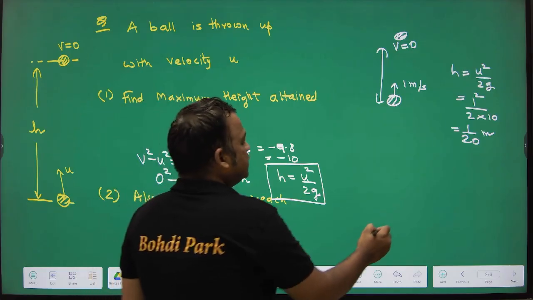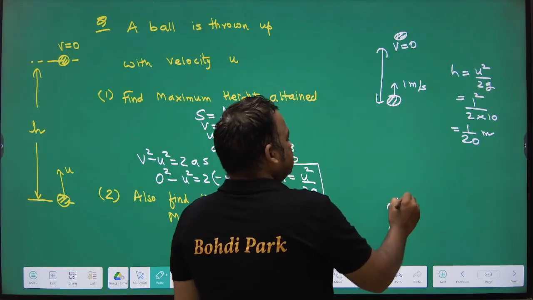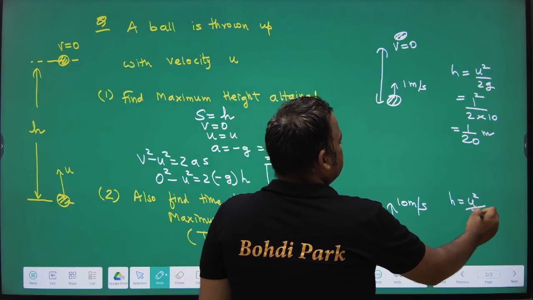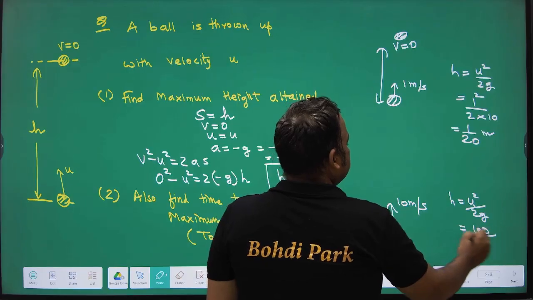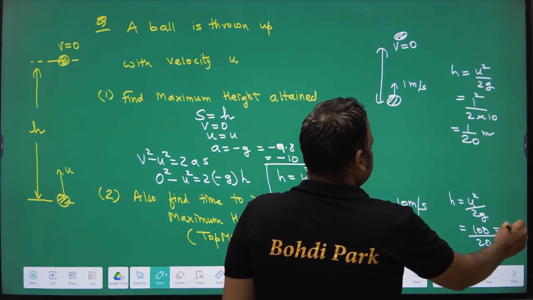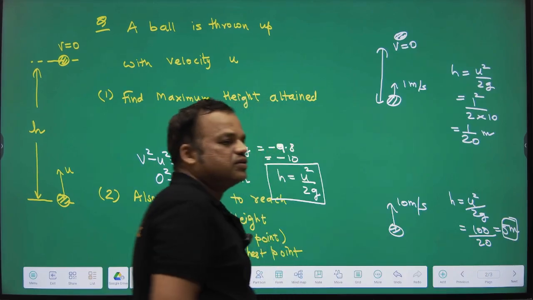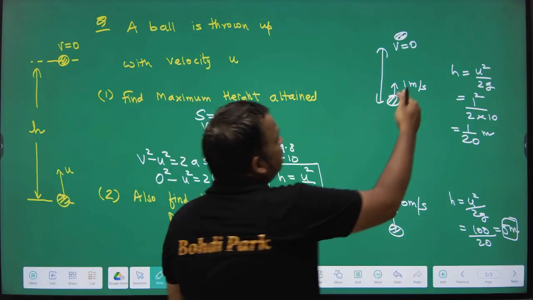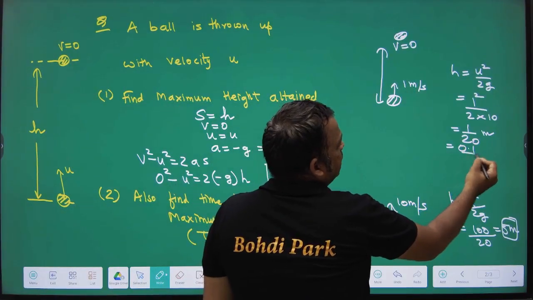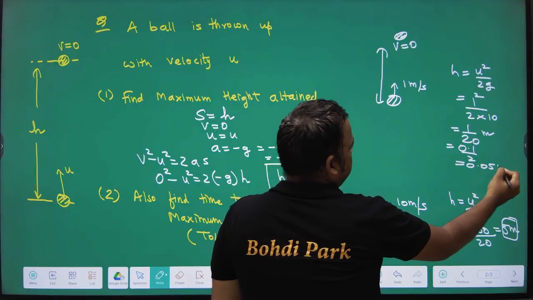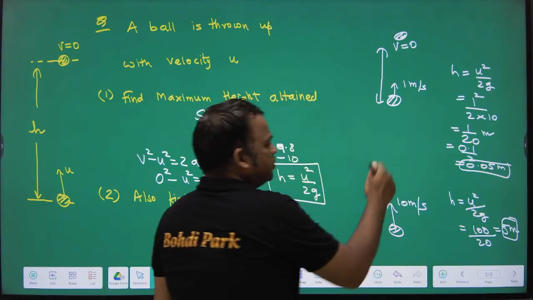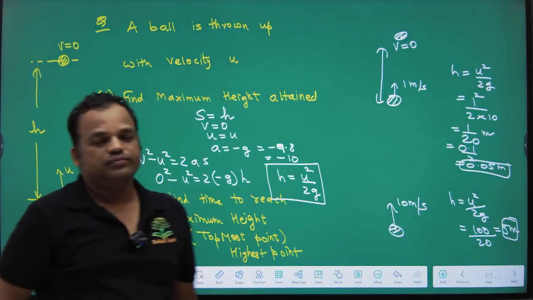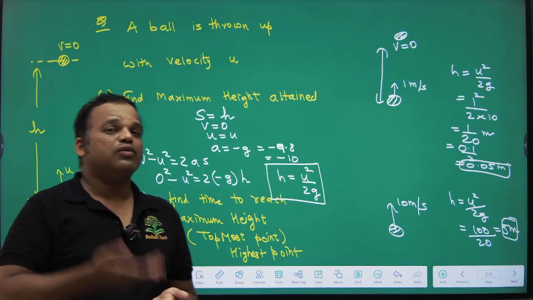If it is thrown with some greater speed, let's say 10 meter per second, h will be equal to u square by 2g, that is 100 by 20, this will become 5 meter. So it is going to a greater height. When it is thrown with 1 meter per second, it is going only 0.05 meter. And when it is thrown with 10 meter per second, it is going to maximum height 5 meter. So more speed means more height it will attain.